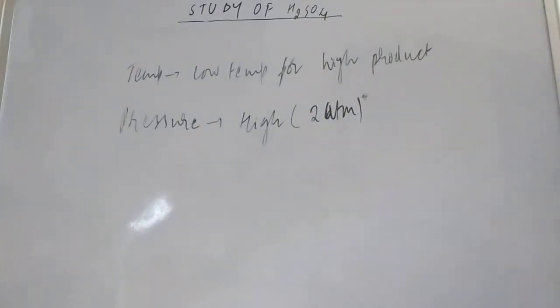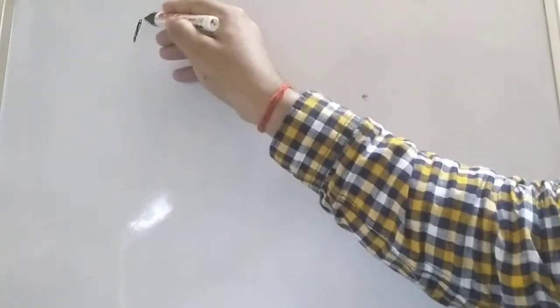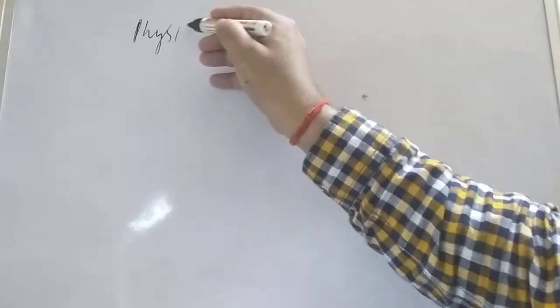Now, students, what are we going to study? We are going to study the properties. First of all we will study the physical properties, then simultaneously we will go to the chemical properties and other properties. So first let us try to understand the physical properties. Here I am writing physical properties.